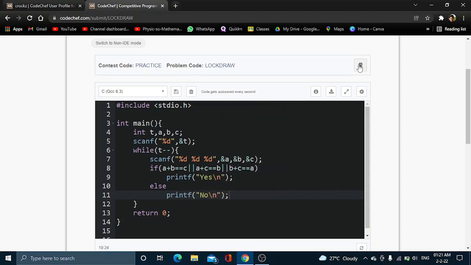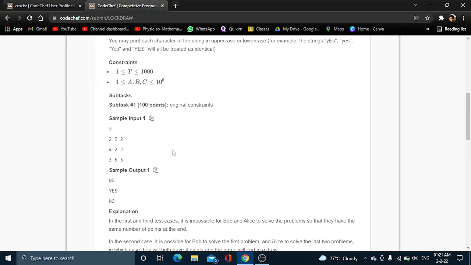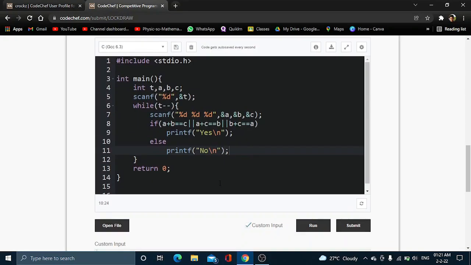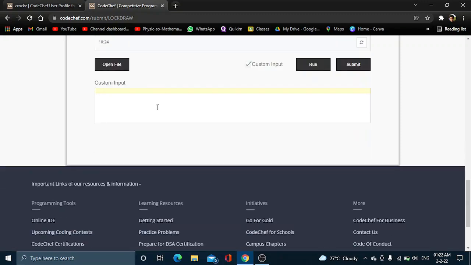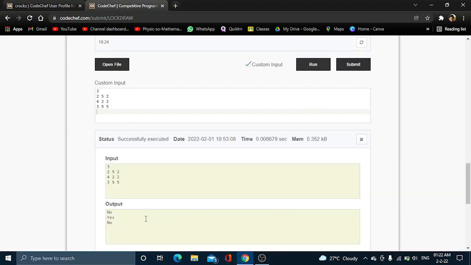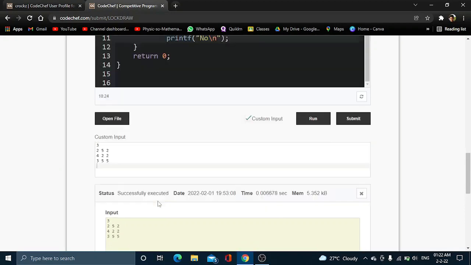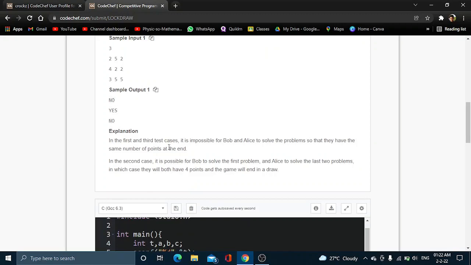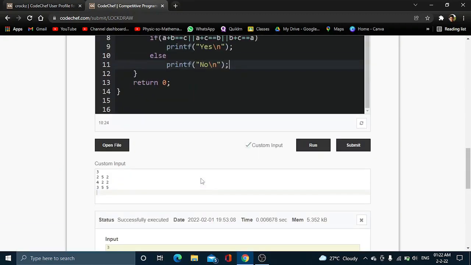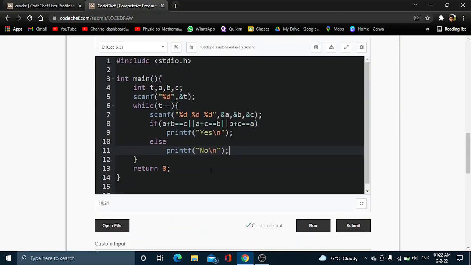So let me take the sample inputs given in the question and try to run. I'll paste the inputs and then run the code. See, you can see the output. For the first case it's no, for the second case it is yes, and the third case it is no. So same as the given sample outputs. So in this way the first question is solved. Thank you guys for watching.